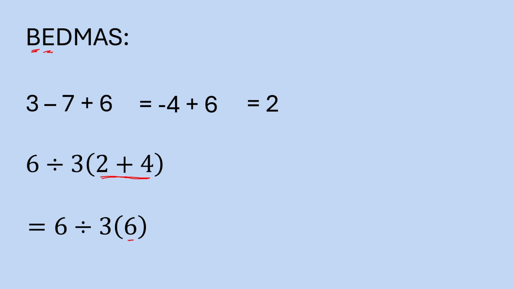Then there is no exponent, but there is division and multiplication. As we know, from left to right, division is coming first, so we will solve this one. Note this multiplication. So here 6 divided by 3 is equal to 2. So 2 in the bracket 6. Now only multiplication. 6 times 2 is equal to 12.